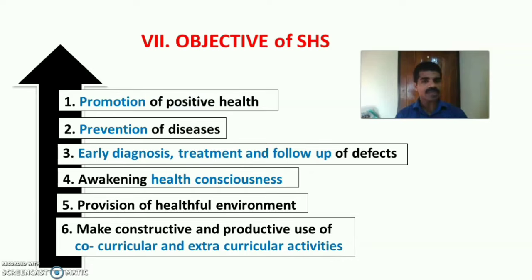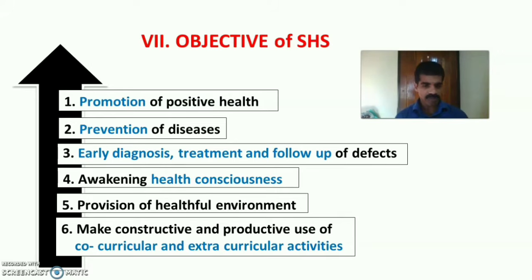Next is about the objectives of school health services. There are 6 important objectives. First one is promotion of positive health of school children. Second is prevention of diseases, infectious or communicable diseases. Then third one is early diagnosis, treatment and follow-up of any defects in the school children. Fourth objective is awakening health consciousness among the school children through health education. Fifth objective is provision of healthful environment, safe and healthy environment to the school children, conducive environment and healthful environment.